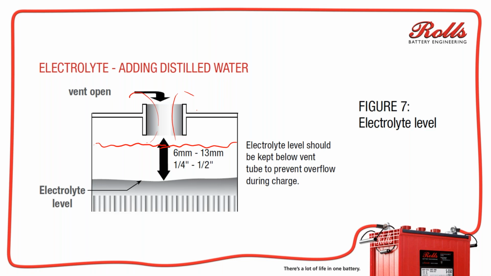And what you've done is you've pushed sulfate out of the battery, and that will cause a dilution of your acid, and that will cause battery capacity loss. It'll also cause perpetually low specific gravity readings.